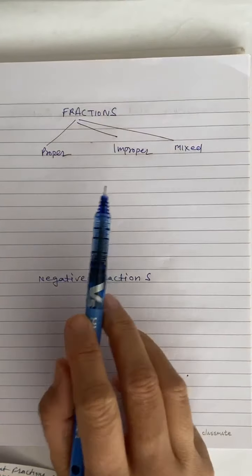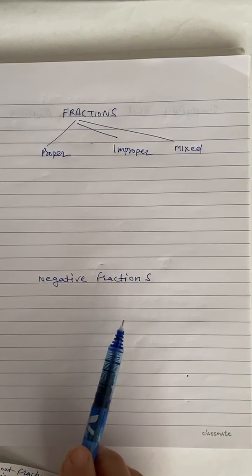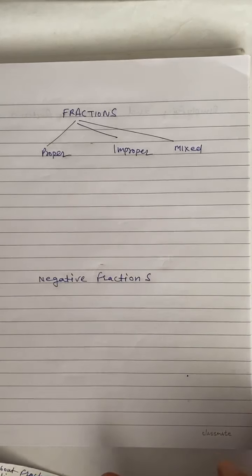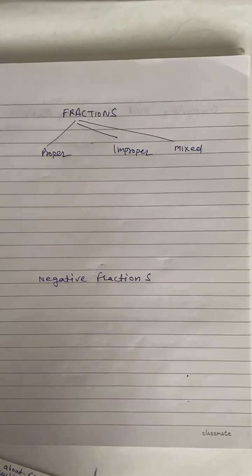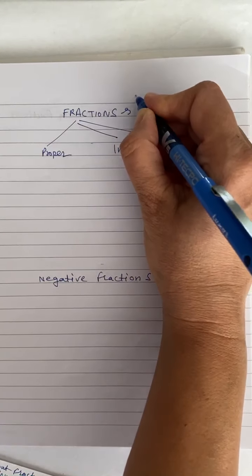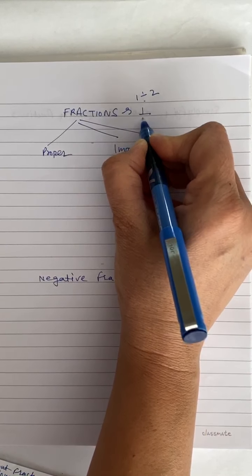So in this lesson, I'm going to talk about fractions, negative fractions, and how to simplify and compare very basic fractions here. So we start with the fractions. You already know the fraction basically means division. So if you have 1 divided by 2, it can be represented as a fraction, which is 1 over 2.